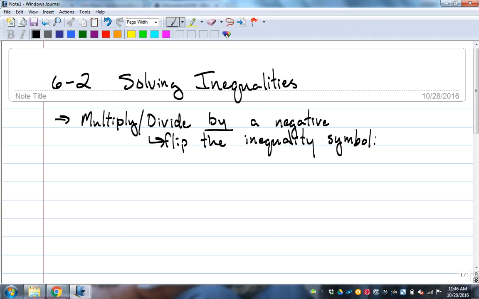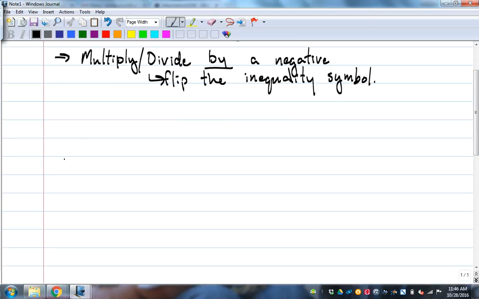So if you started out with a less than, you divide by -2, then your answer should have a greater than in it. It's going to flip that symbol around every time. Nothing really complicated about how we solve those. We're going to solve it and graph it just like we did yesterday. So let's start with something easy like x over 4 is greater than 5.